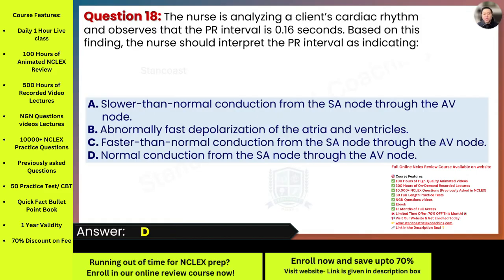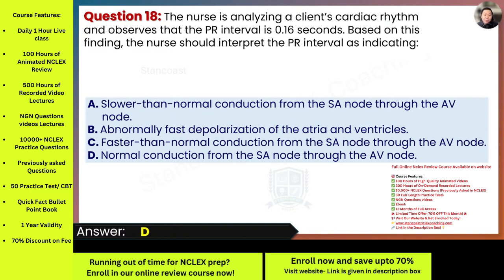Now, when you're analyzing a cardiac rhythm, one of the things that you have to focus on is the PR interval, which reflects the time it takes for the electrical impulse to travel from the SA node through the AV node. And this is the area that helps regulate the impulses between the atria and the ventricles before it reaches the bundle of His and the rest of the conduction system. And so this interval essentially gives us an insight into the conduction speed between the atria and the ventricles.